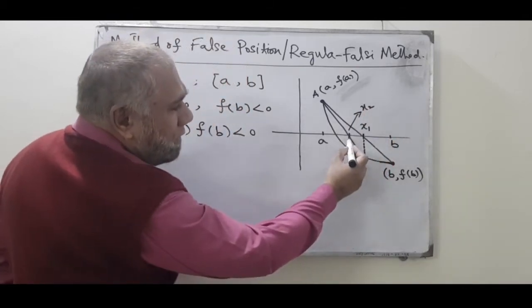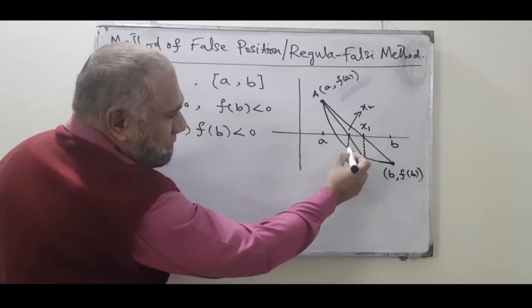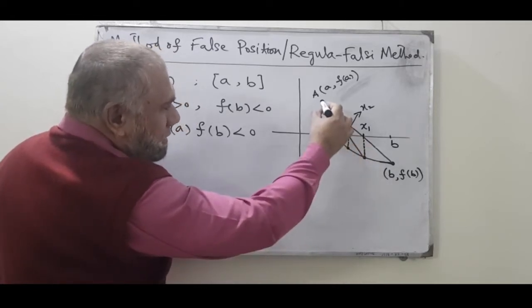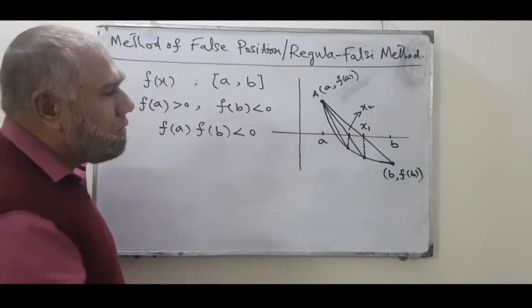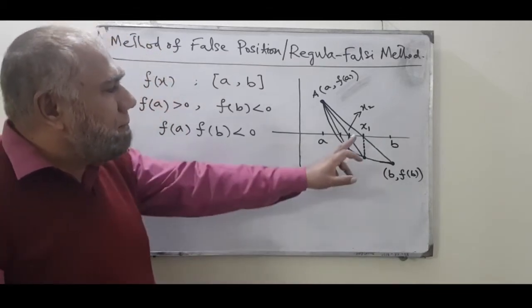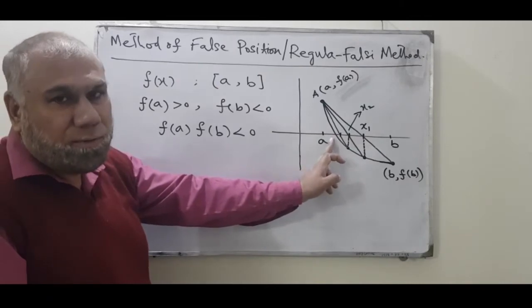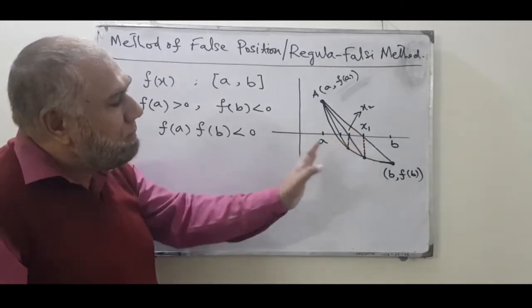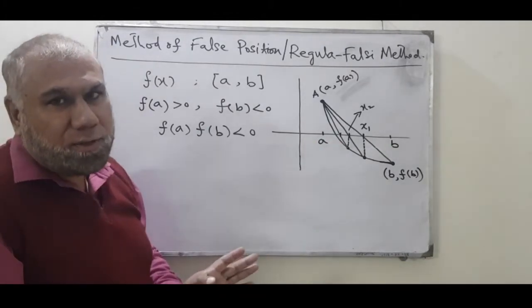Similarly, if you want to further refine your root, we draw one more perpendicular from this location and join this point once again with the new point. So here you can see that again and again, whenever you proceed, each time your approximation gets closer and closer to the actual root. And the process will definitely keep on going until we reach the required accuracy of the root.